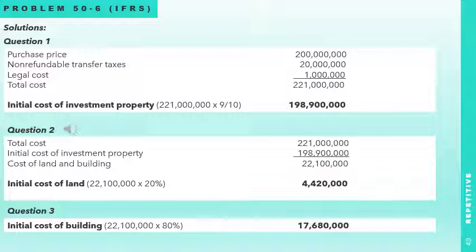So, dahil initial cost of land yung hinahanap natin, ita-times natin ngayon itong cost of land sa 20%. So, yung 20% po is given. So, 22,100,000 times 20%, we will get the initial cost of land na 4,420,000, which is letter B po.